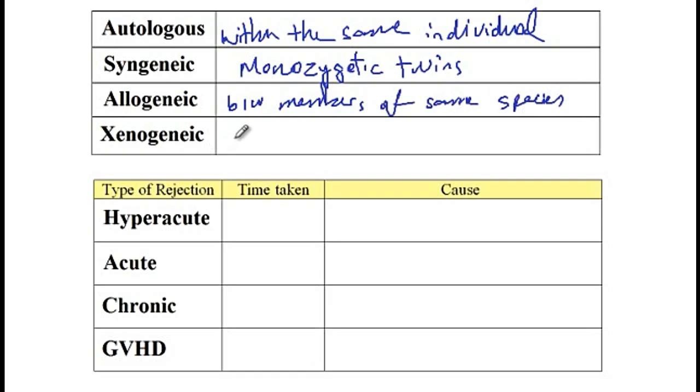For instance, you will transplant the heart valve from pig to human. So this is between members of different species. Now there are 4 types of transplant rejection that you will have to be familiar with.